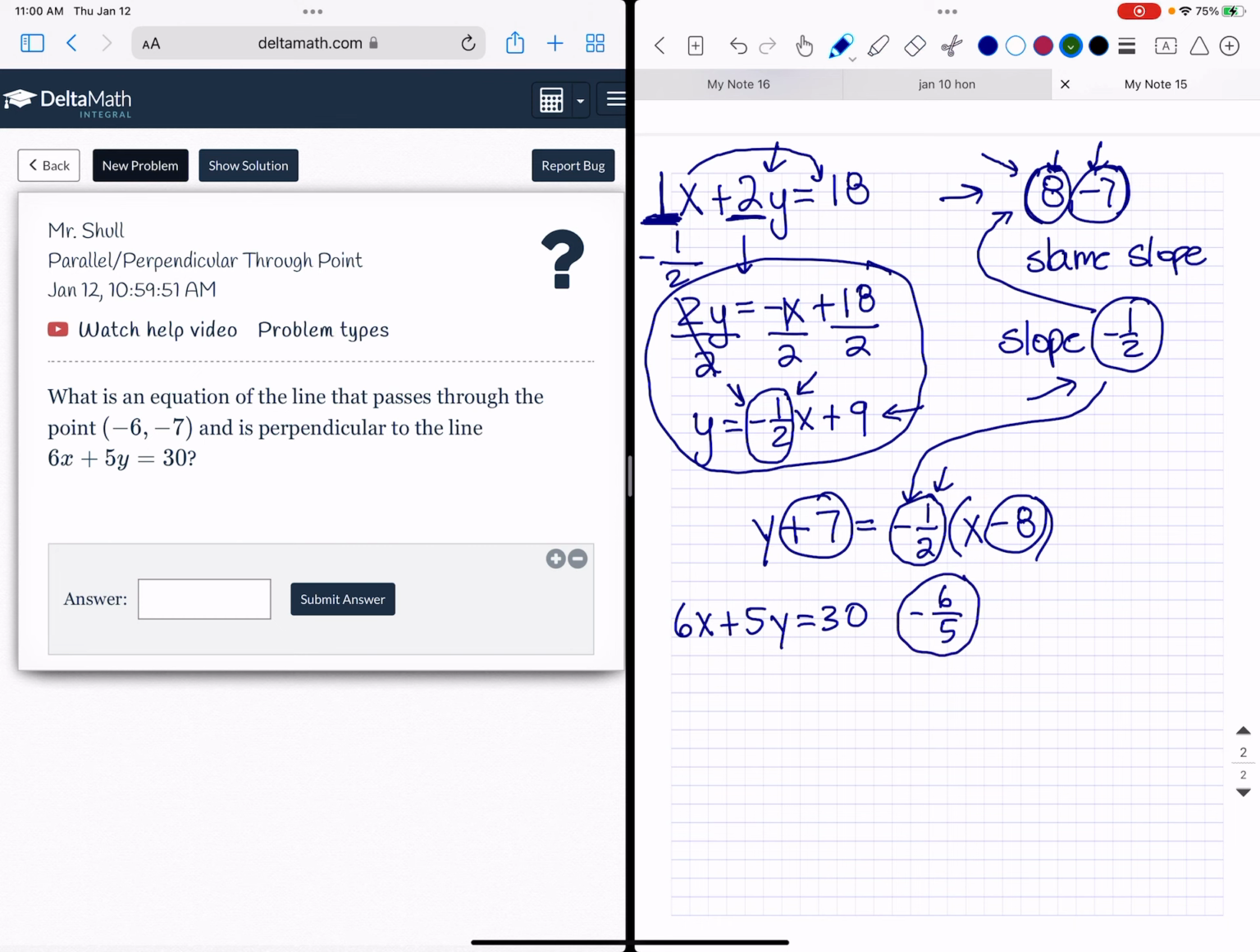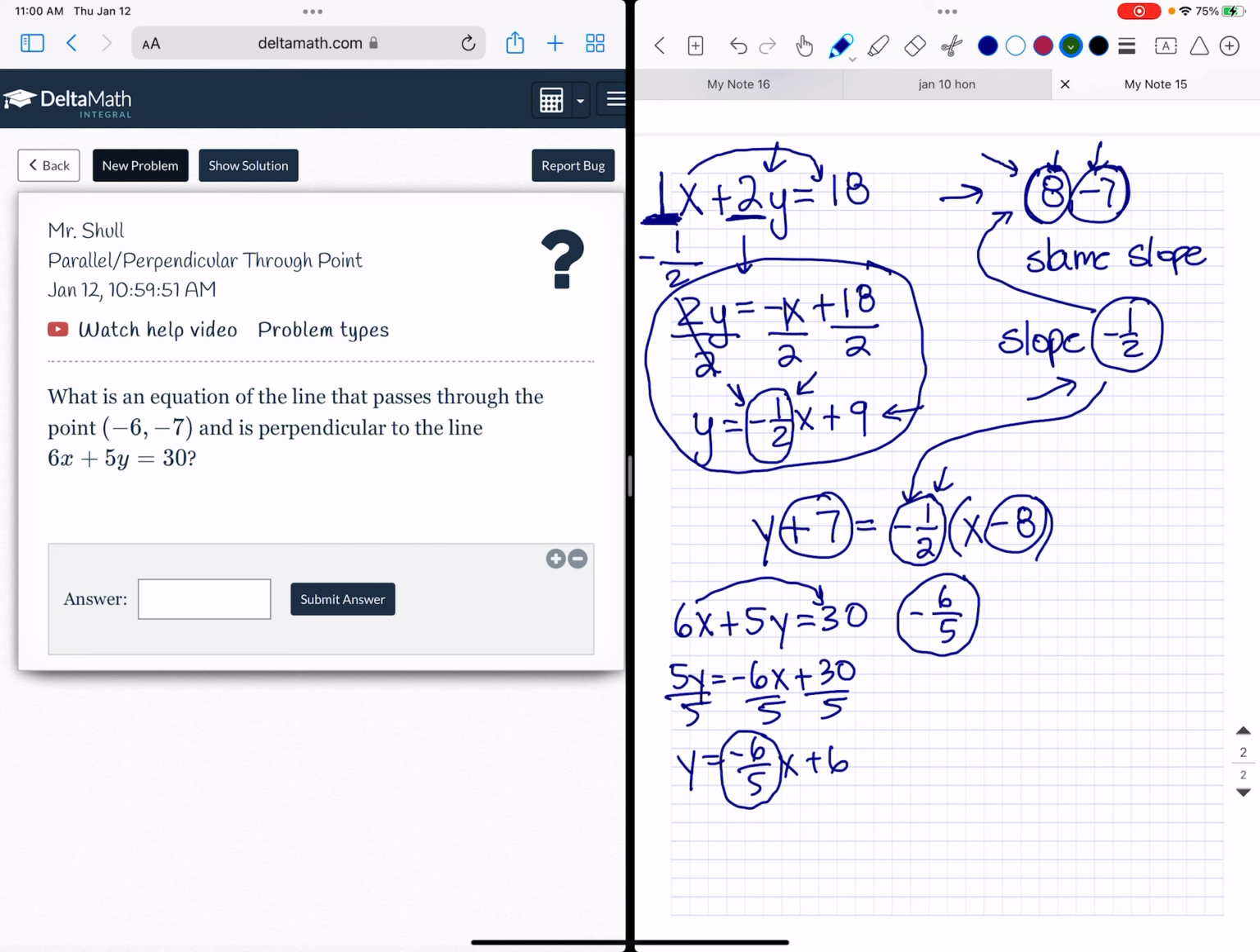If I didn't know how to do that, then I'm just going to take the 6x and throw it over there and say 5y equals -6x plus 30. I'm going to divide by 5, and it turns out y equals -6/5 x plus 6. Either way, I'm just stealing the slope. I just want to know it's perpendicular to this line.